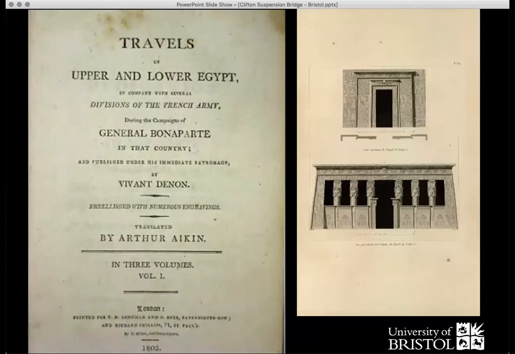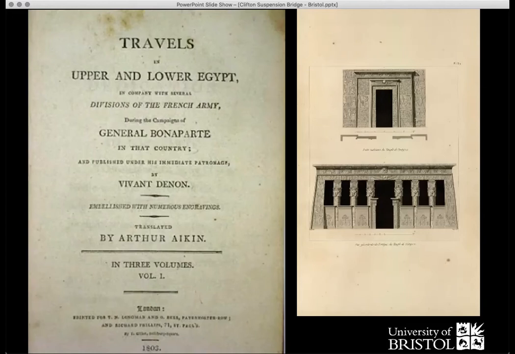There was an official one, which I'll come to in a second, but while the whole campaign was still going on, a man called Vivant Denon, who later became the director of the Louvre, had been part of the expedition, but he came back slightly earlier, and he then produced this work, which became a bestseller, originally in French. Even though at the time Britain and France were at war, an English translation was produced, and pretty rapidly this became the great work which brought Egypt in front of people probably for the first time.